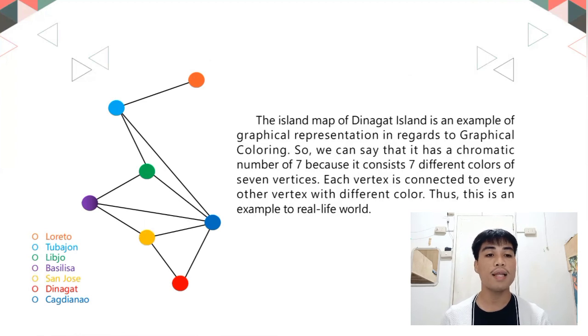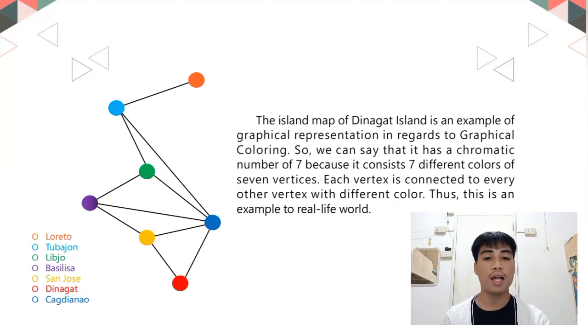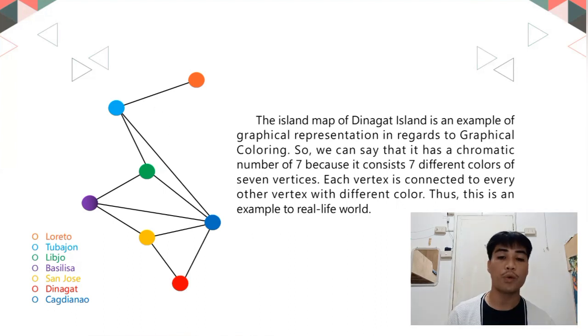So the island map of Dinagat Island is an example of graphical representation in regards to graph coloring. So we can say that it has a chromatic number of 7. Why 7? Because it consists of 7 vertices with different colors. Since this is different from this, to this, and so on, we can say that it has a chromatic number of 7 for 7 vertices. And each vertex is connected to every other vertex with different colors. So for that, in conclusion, we can say that this graph for the island map of Dinagat Island is an example of a real-world application.